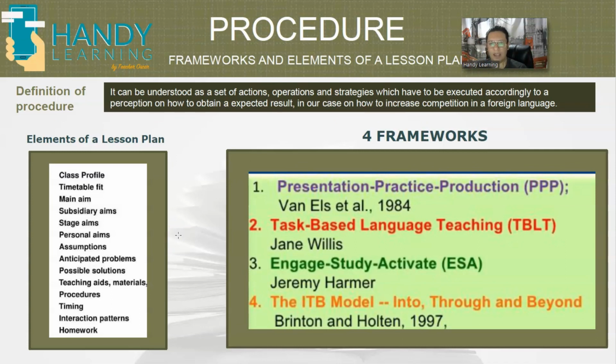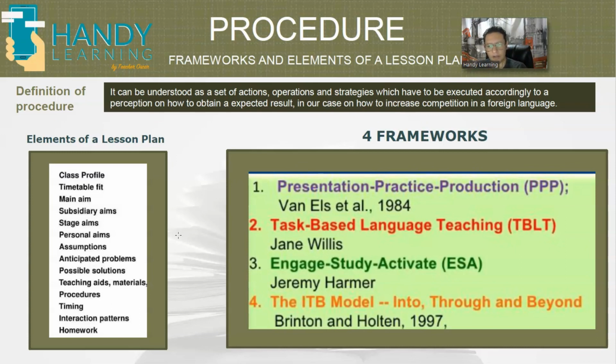Then we have personal aims. This is something that's individual. Every teacher will have a personal aim in every single class, just like I have to be clearer on my instructions, or I have to speak louder, or I have to give clearer ideas. Then we have assumptions. This is what we assume that our students will know before. And anticipating the problems that we may have in the classroom during our lesson, and possible solutions to those anticipated problems.